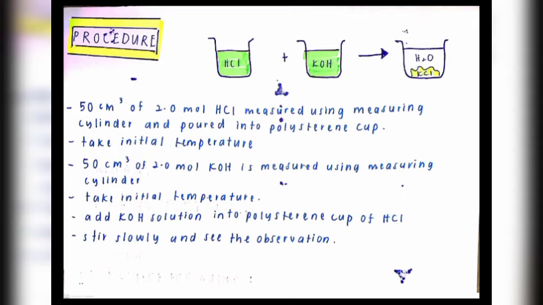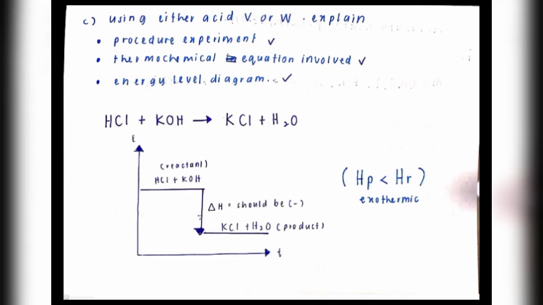poured into a polystyrene cup, and then take the initial temperature. Then 50 cm³ of 2.0 mole KOH is measured using a measuring cylinder and take the initial temperature. And then add KOH solution into the polystyrene cup of HCl. Stir slowly and see the observation. There is no precipitate, KCl and water are produced. For the thermochemical equation involved, HCl plus KOH is equal to KCl plus H2O. So this is the energy level diagram.